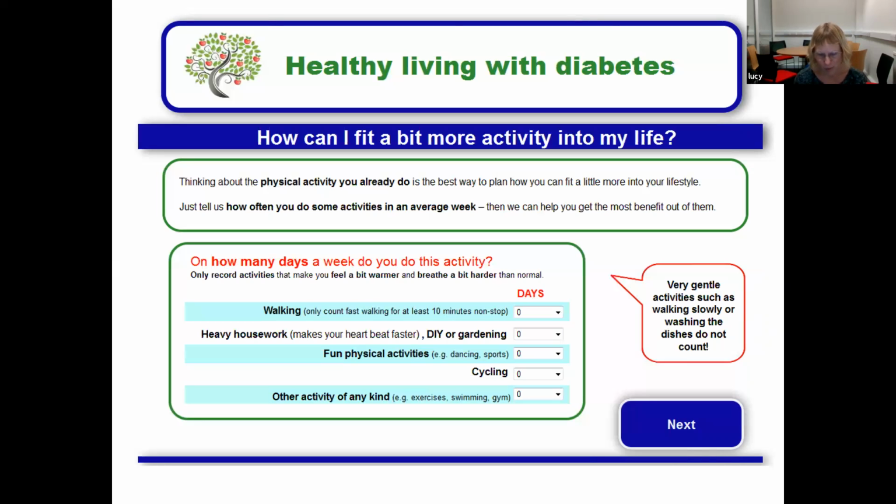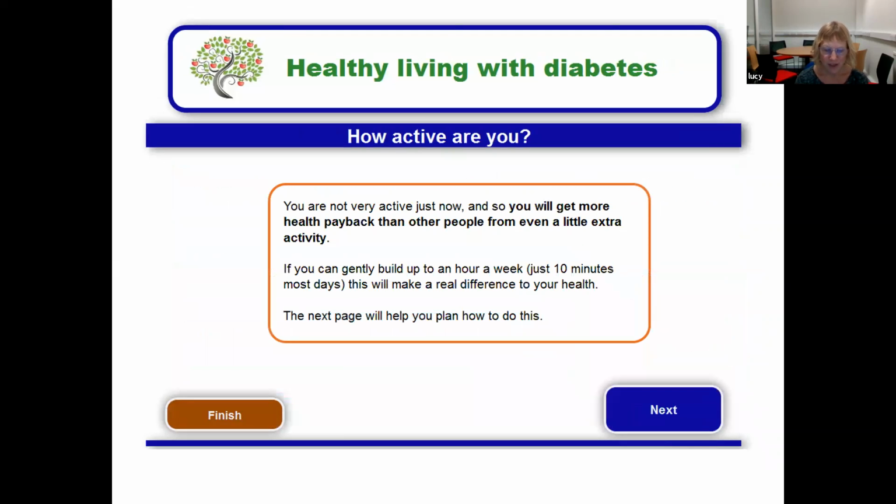So you can see the problems that we're having, because basically people just kept putting in the wrong amount of the wrong activities, which is why the planner kept getting it wrong and telling people, that's great, you're already doing enough activity, you don't need to do any more. Whereas we wanted them to get this feedback that says, you're not very active just now, and so you'll get lots of healthy payback, more than other people who are more active if you just do a little extra activity. So you can see that we're being very positive there.